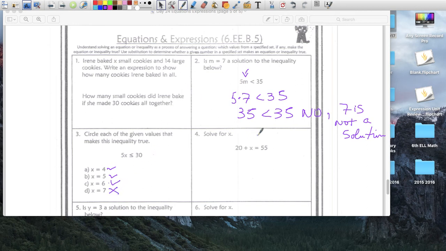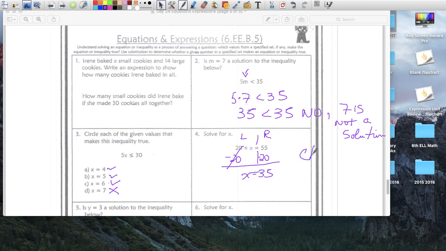Solve for x. For this one, you have to solve. Here's my left side, here's my right side. I want to do an inverse operation, so I'm going to take 20 away. It's the opposite. I'm going to take 20 away on this side, and then I'm going to have x, because these two will be 0. Subtract 20 from both sides, and I'm going to get 35.